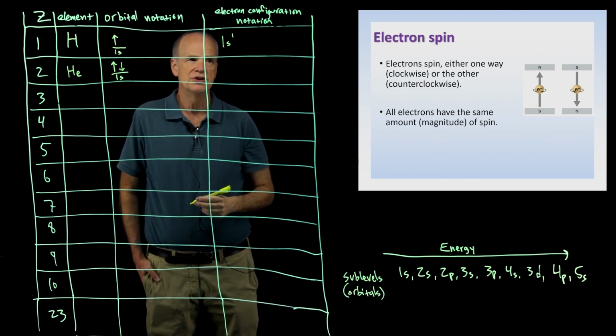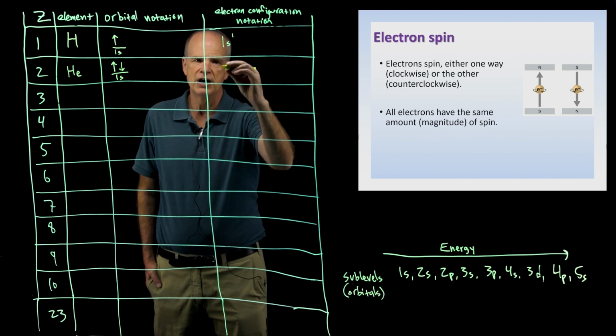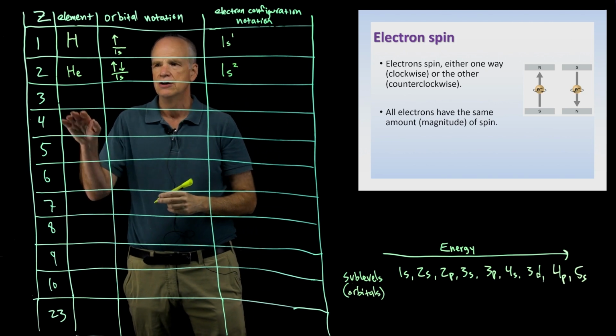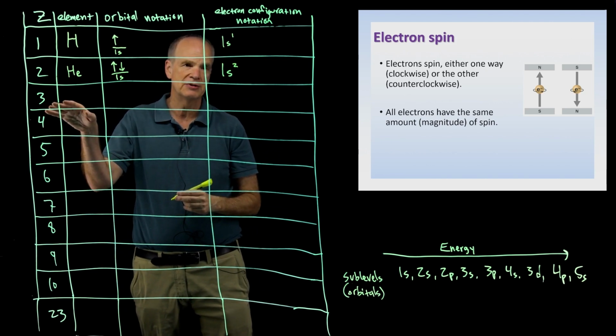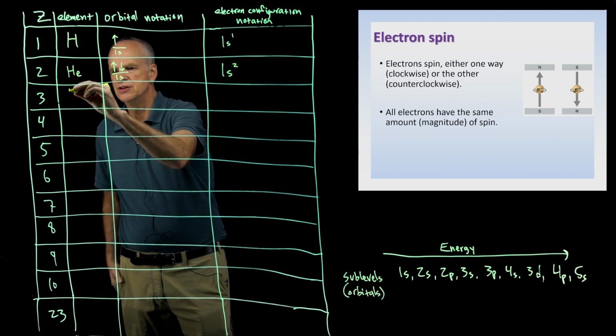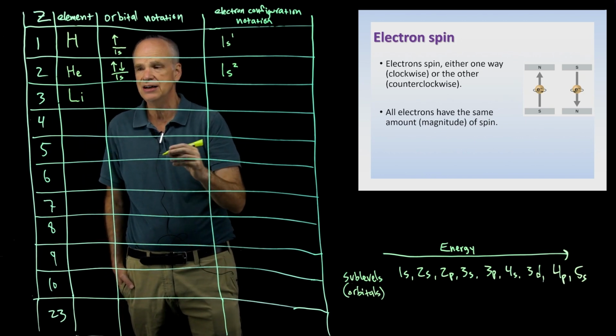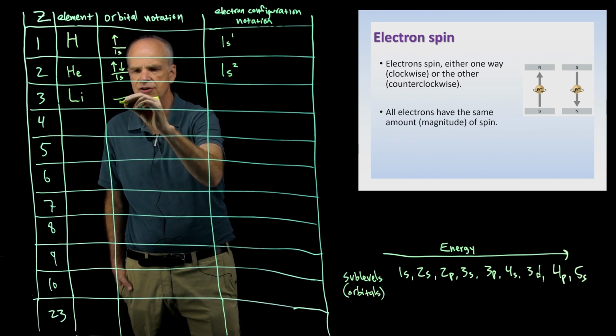Okay, now for the electron configuration notation, we write 1s, and this time we have 2 electrons in this sublevel, so it's 1s2. Okay, let's move on to atomic number 3, which is lithium. So lithium, its symbol is Li, 3 electrons. So we have here the 1s sublevel is filled with the first 2.